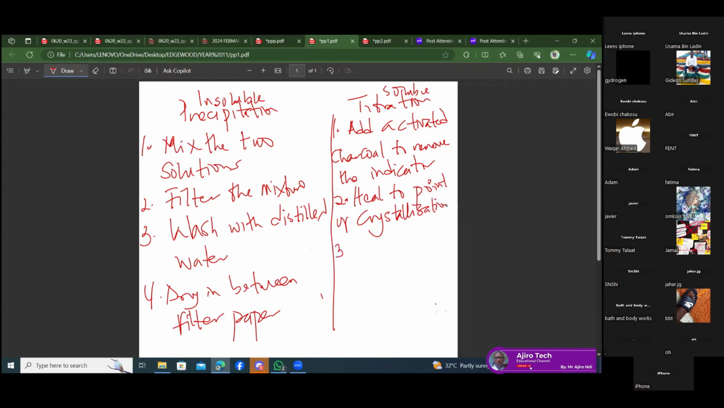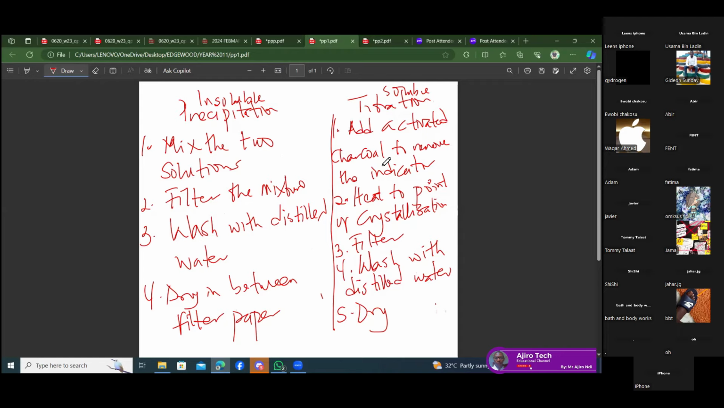Okay, so heat to the point of crystallization, then you can filter, right? And then step number 4 is after filtering, you wash with distilled water and you then dry. So wash with distilled water and you dry. So you can see that the steps for insoluble salts are different from the steps for titration.